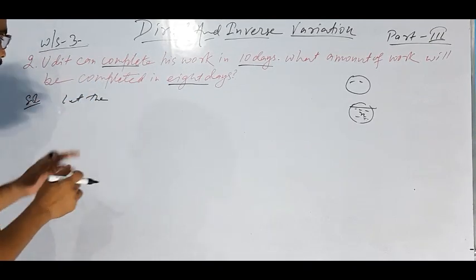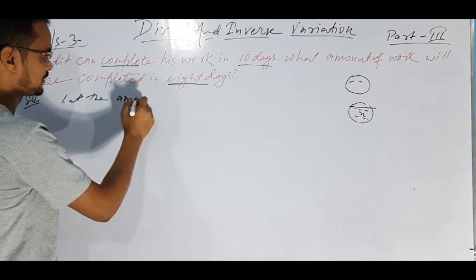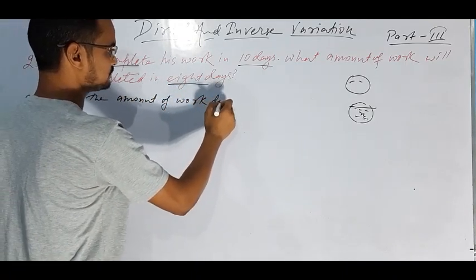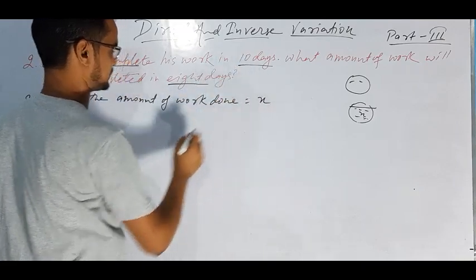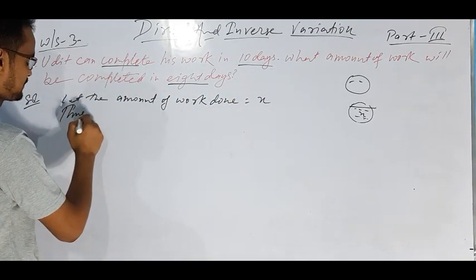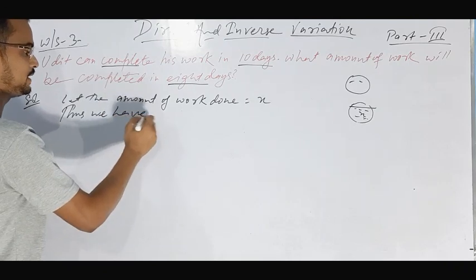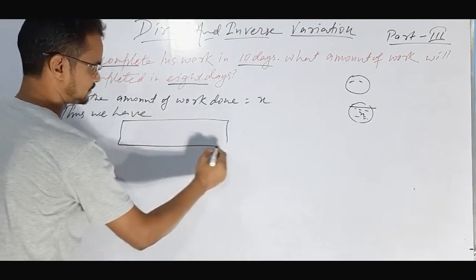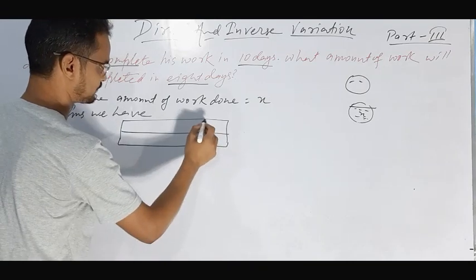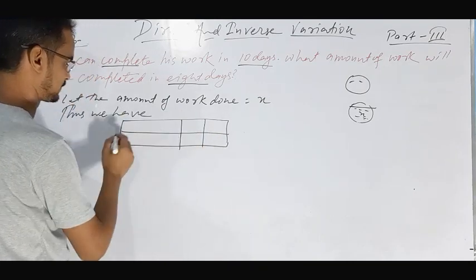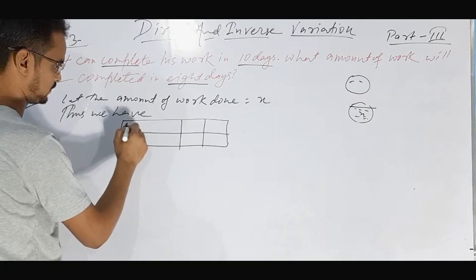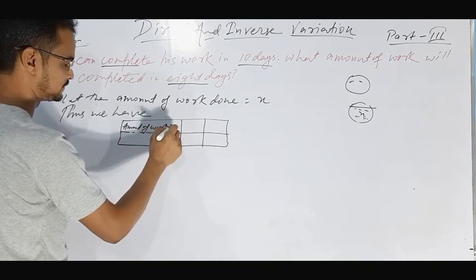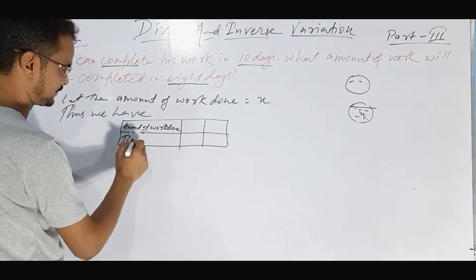Let the amount of work done be equal to x. Thus we will form a table here as previously: amount of work done and time taken.